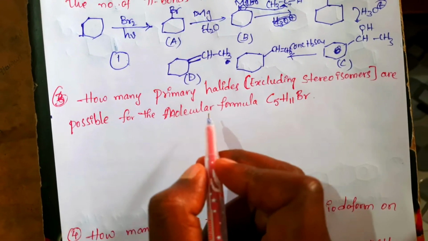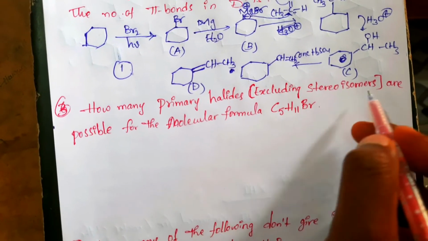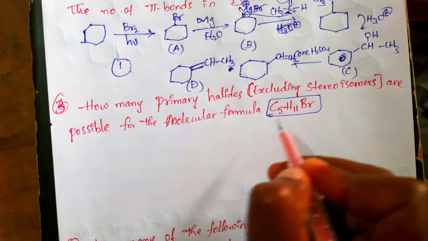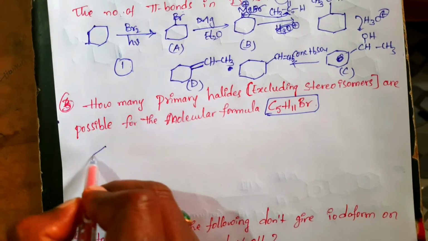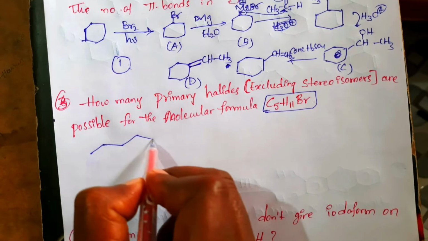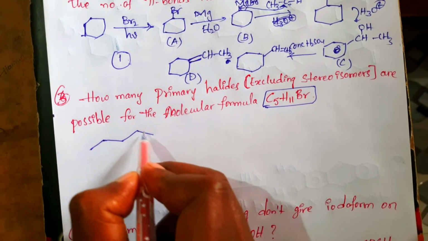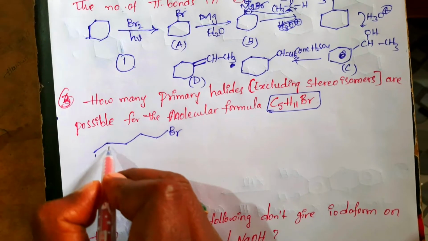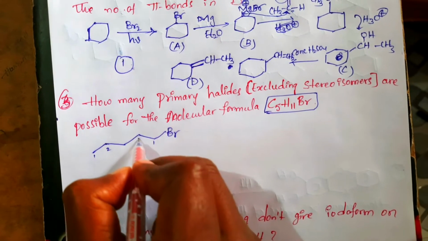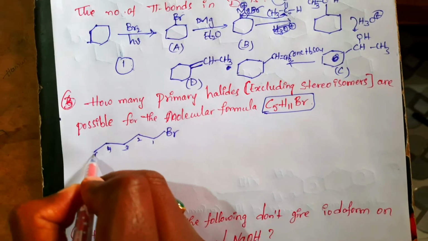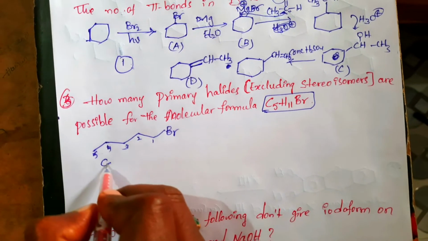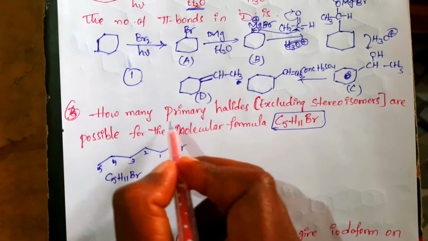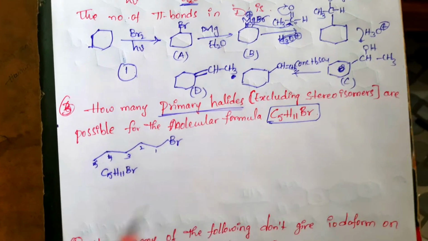Third question. How many primary halides, excluding stereoisomers, are possible for the molecular formula C5H11Br? Now C5H11Br is pentyl bromide, with 5 carbons, 11 hydrogens and 1 bromine. They are saying primary halides.